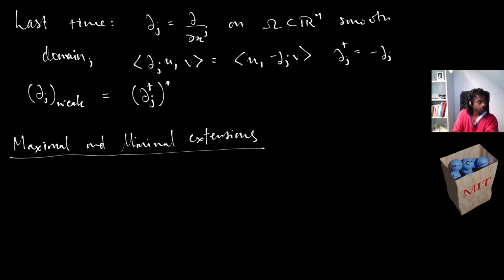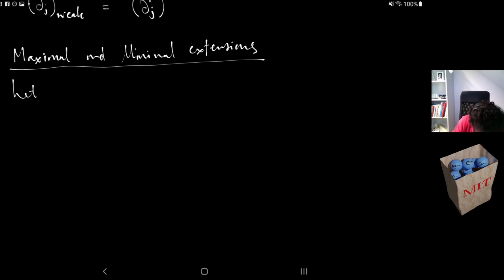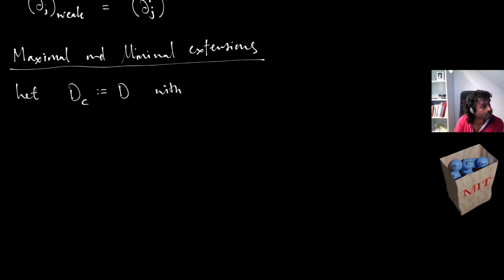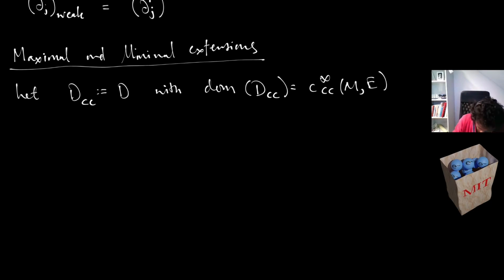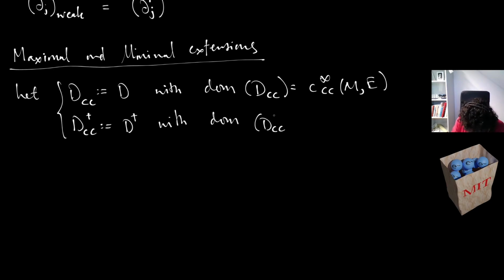Okay, so let's define some. Let me define the operator d_cc to be exactly the operator d, but with domain d_cc equal to C infinity compactly supported sections of M landing in E, and d_cc dagger, the formal adjoint, to be, so here I just mean that it acts exactly as d dagger, with now domain C infinity compactly supported sections of M landing in F.